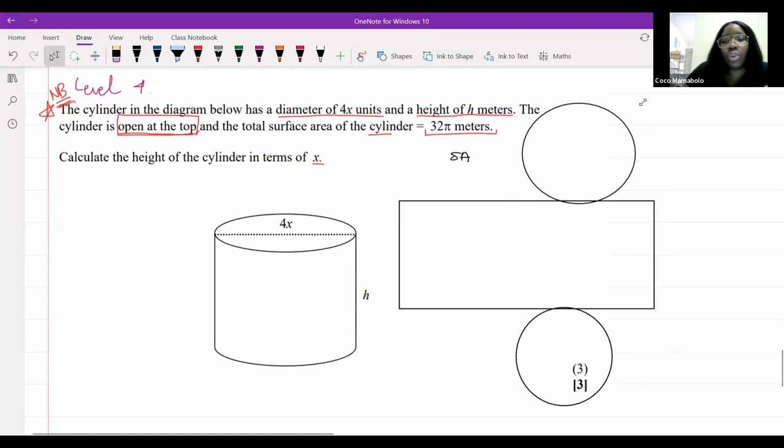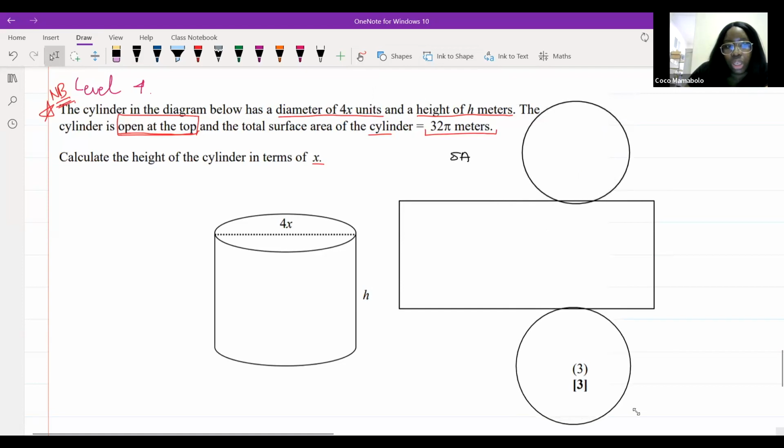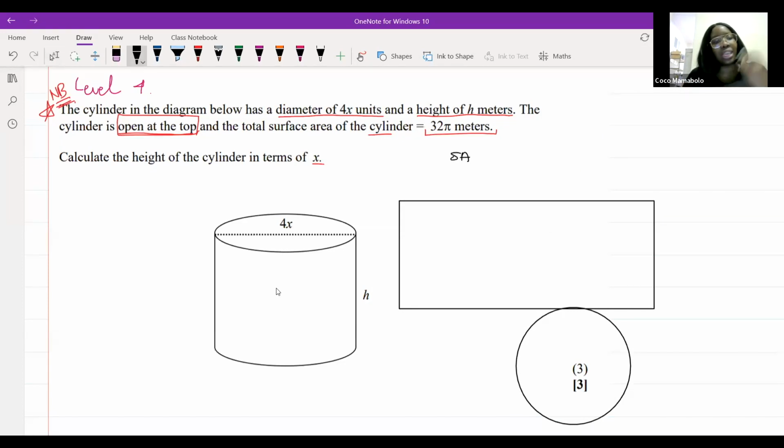However, what do we know about this particular cylinder? Do I need two circles? Correct, Siamtanda, it's open. So I don't need both circles. I only need the bottom circle because the top circle isn't there. The cylinder is open. So if I wanted to calculate for the surface area, I'm not going to take the area of my circle and multiply by 2. No, I'm only going to calculate for the area of one circle and add that to the area of my rectangle.